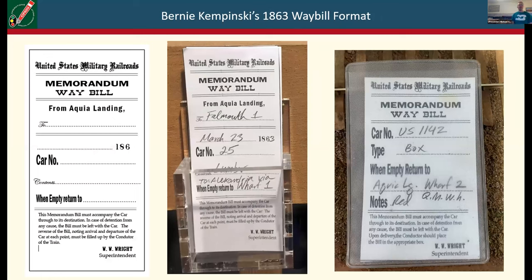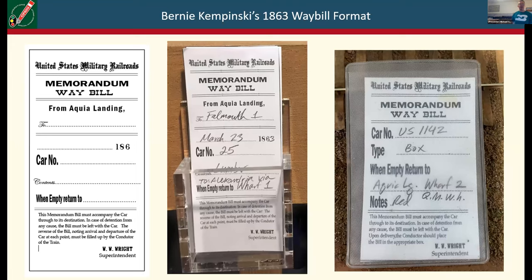These are a different type of one for a different type of layout. These are Bernie Kempinski's, which he uses for his Civil War layout. The left side is just the blank one. Then the middle is the one in the industry holder he has on his layouts. Then the right side are the ones in the newer style he has, which are smaller, which he fits inside the plastic sleeves there. But these, you could handwrite, but they're very easy to use and very effective.